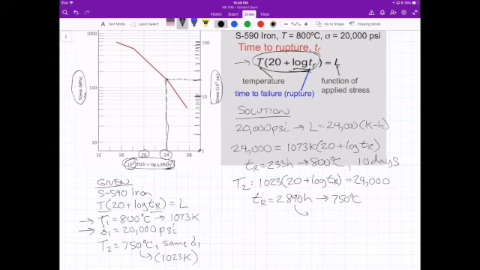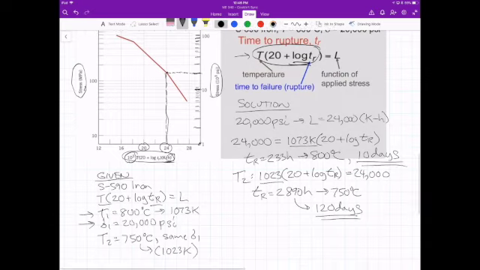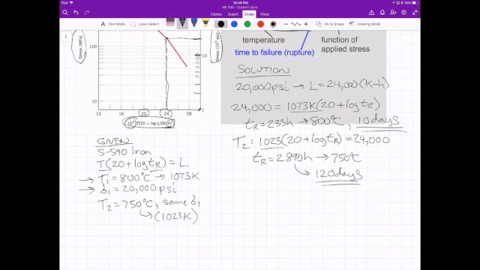How long is this? This is about 120 days. So there's our exponential, right? I decrease the temperature only 50 degrees, and I increase the length of time this material is stable for 12 times. 50 degree decrease, 12 times longer. Okay. All right.